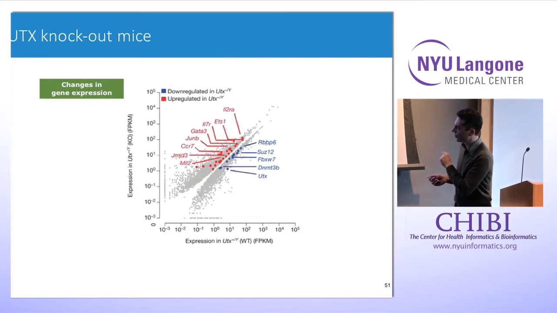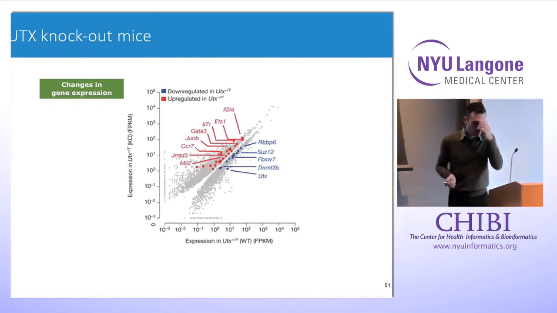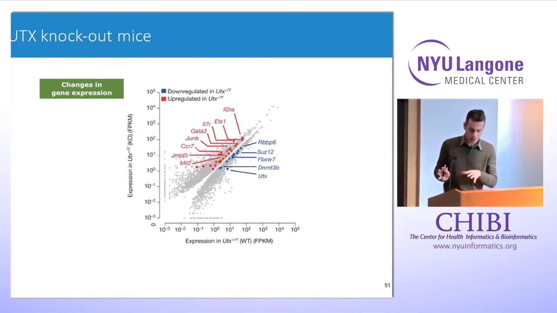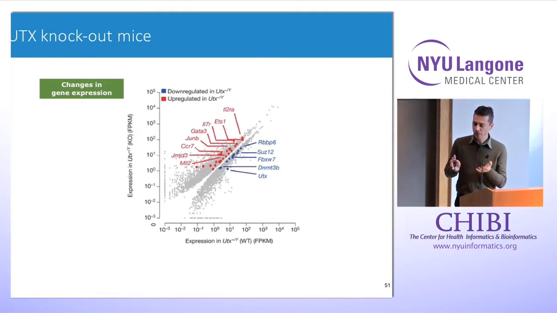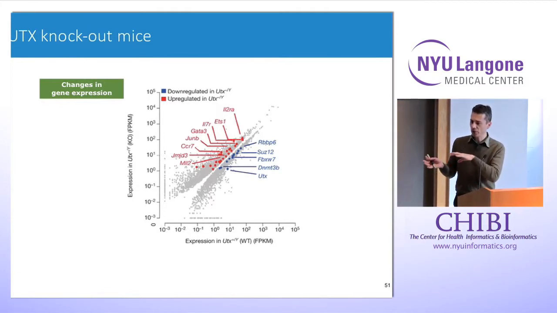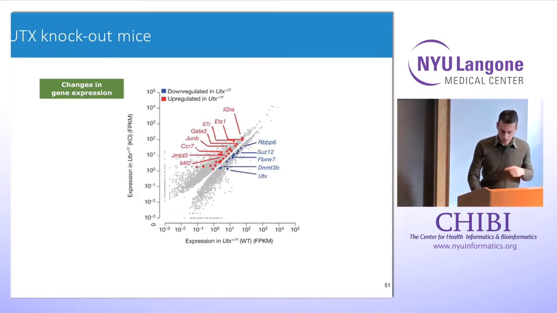But I can show you another slide later, so keep that in mind, that really convinced me that UTX is not just not oncogenic, but it actually has more of a tumor suppressive role. And remember that point, I'm going to show you later.